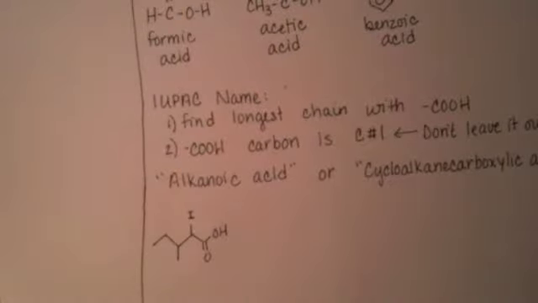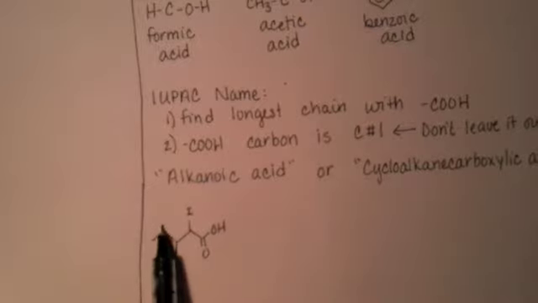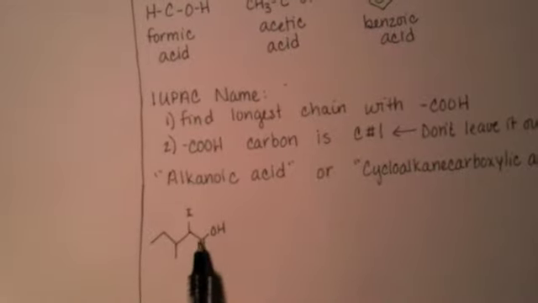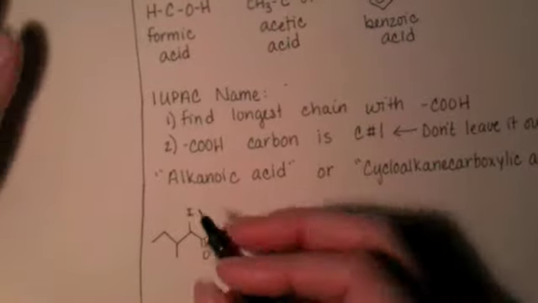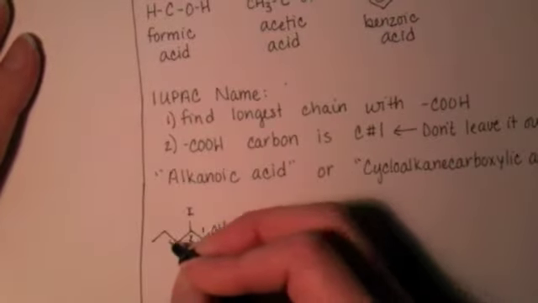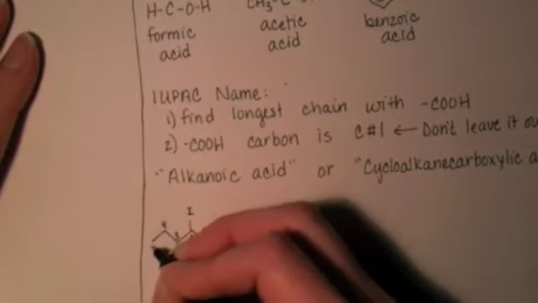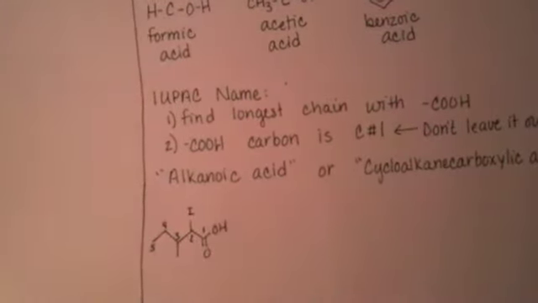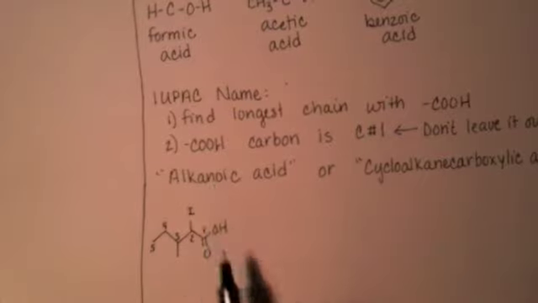For a straight chain, again, we want to find the longest carbon chain that includes the carboxyl group, which means we don't want to count like this. We've got to include this in the carbon chain. Longest carbon chain is there. Don't forget that the carboxyl carbon is carbon number 1, so this is going to be numbered from right to left. 5 carbons. 5 carbon is pentane, so this is going to be a pentanoic acid. Notice that the E is dropped.